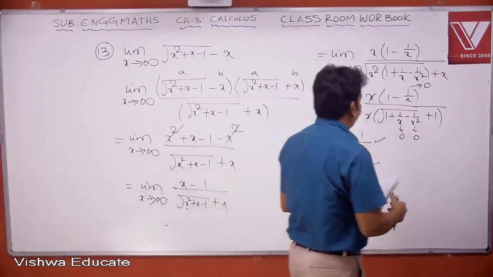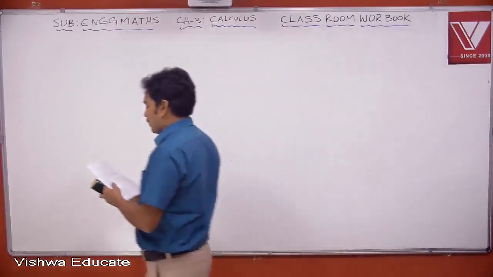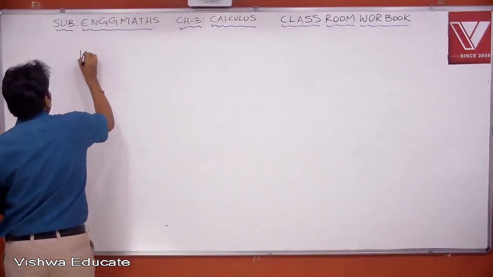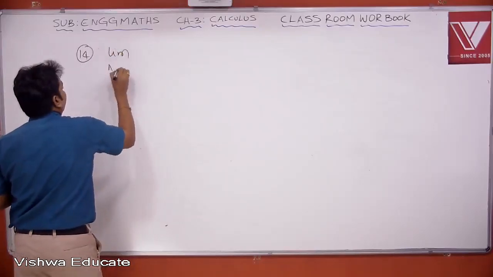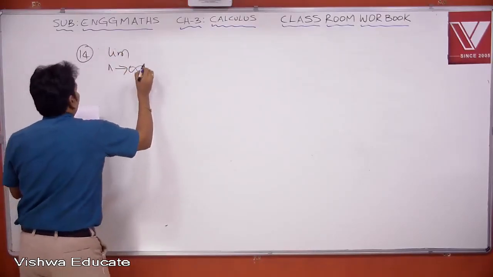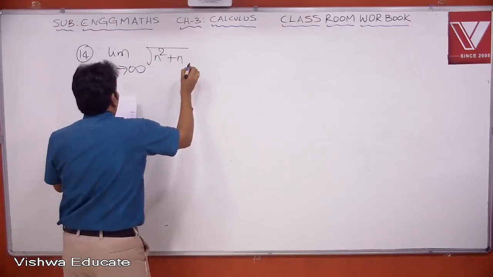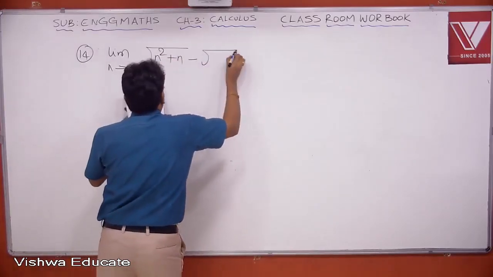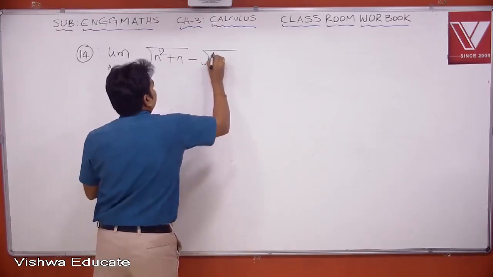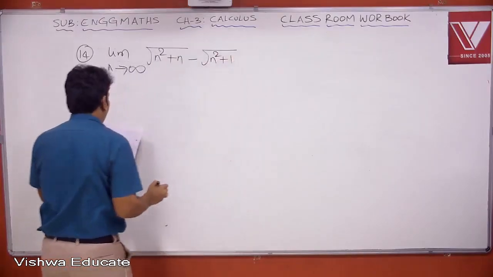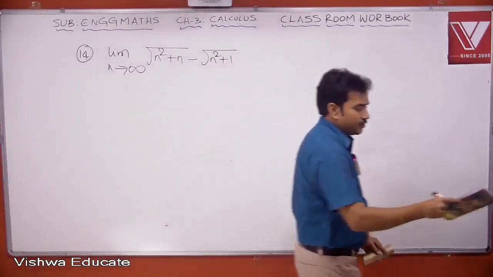Note this. This is limit n tends to infinity of square root of n square plus n minus square root of n square plus 1. It is a blank question. Let us work out this.